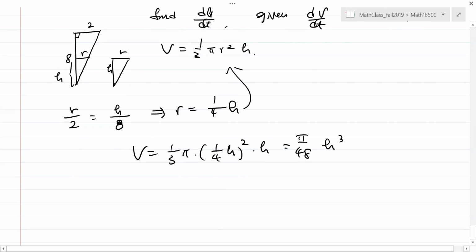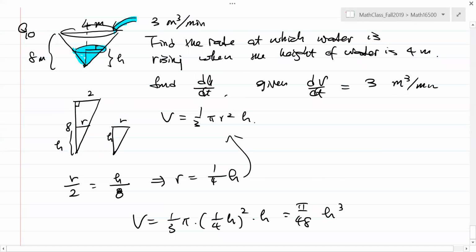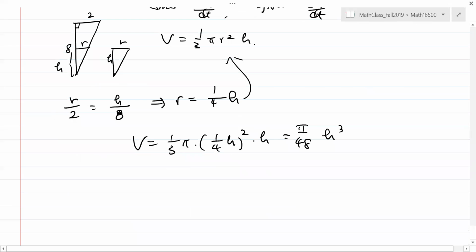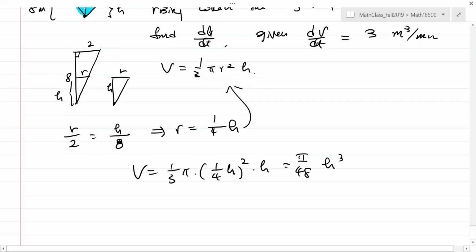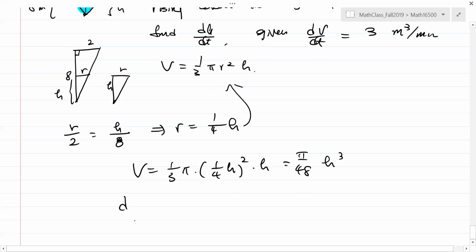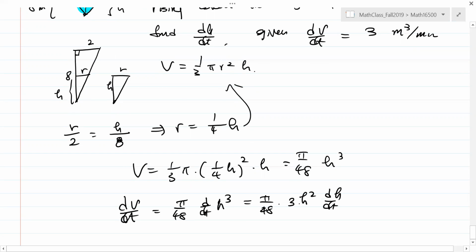So what's the question? The question is to find the rate at which water is rising when the height of water is 4 meters. So you just differentiate both sides with respect to t. That will be pi over 48 times 3 h squared dh/dt.